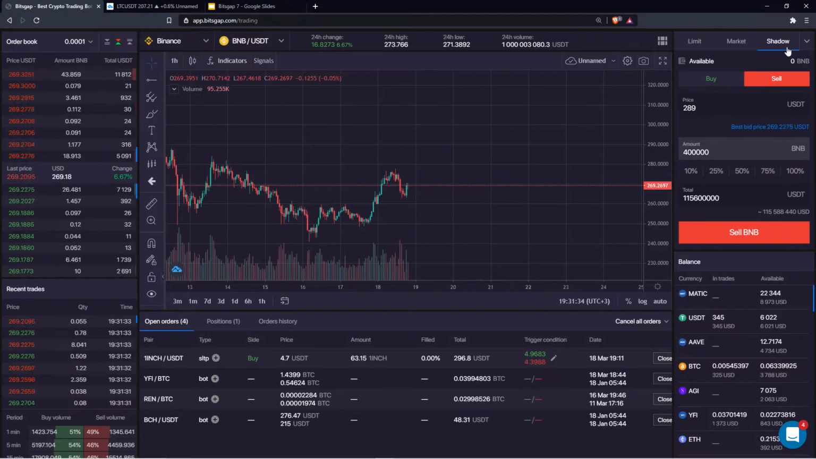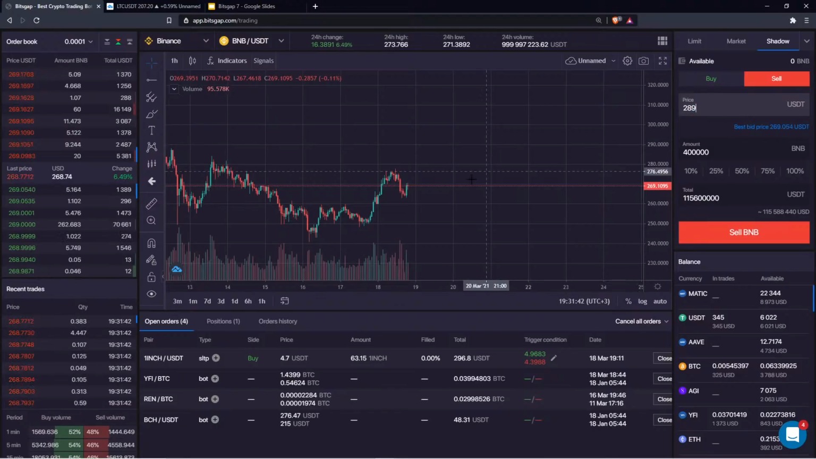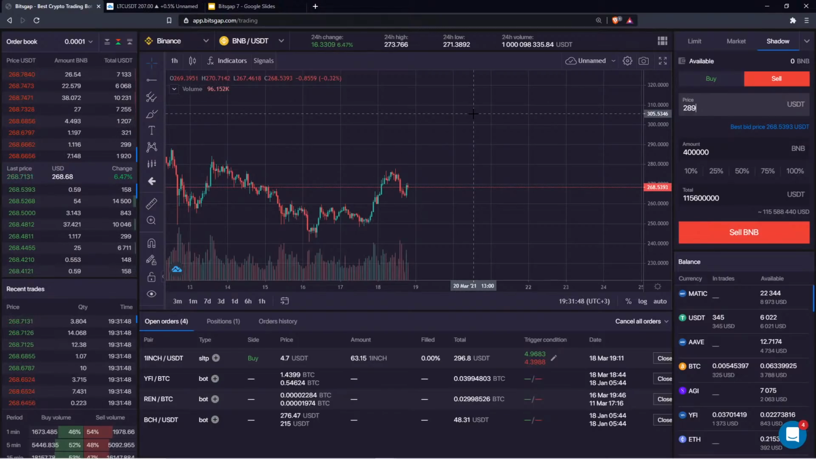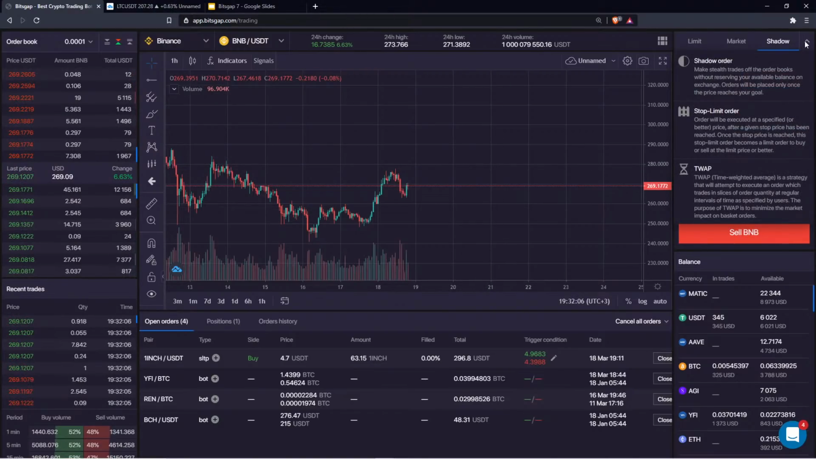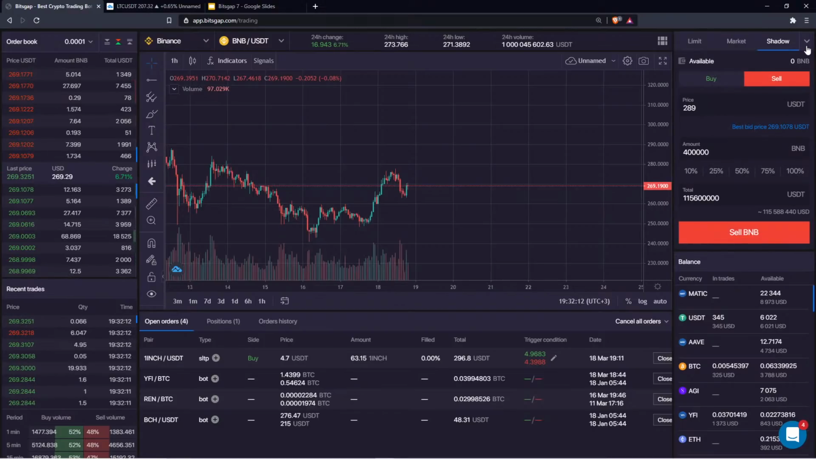And the cool thing about the shadow order is that nobody sees this trade until the price reaches 289. Only when the price reaches this price level, the system will execute the limit sell order so that nobody actually sees it. So that's the point of the shadow order. If you don't want, again, to create noise around your trade and you don't want to be placed in the order book, this is a feature that is good for wealthy individuals so that nobody sees your big trade. Yeah, so let's move on.